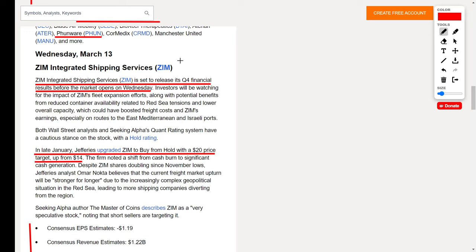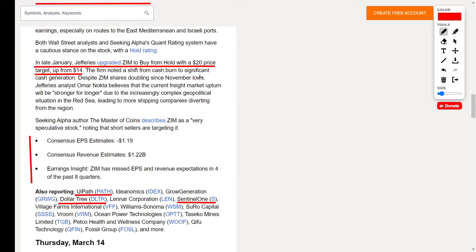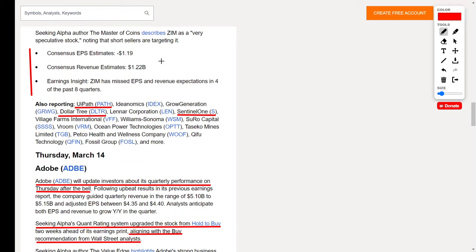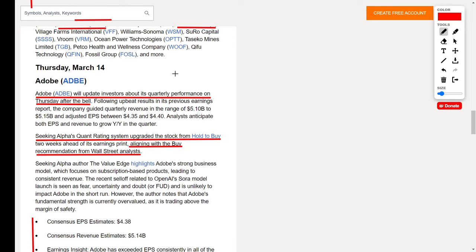Next, let's move on to Wednesday, March 13th. This is when ZIM Integrated Shipping Services, ticker symbol ZIM, will release their quarter 4 results. This is a shipping services company which I personally hold in my portfolio, and recently they got an upgrade from a Jefferies analyst. This analyst actually upgraded them to a buy rating, and they gave them a $20 price target, which is amazing. But let's talk about their earnings report. They're anticipated to bring in a loss of $1.19 per share on revenues of $1.22 billion. Other notable companies which will also be reporting earnings on that same day would include companies like UiPath, Dollar Tree, and SentinelOne.